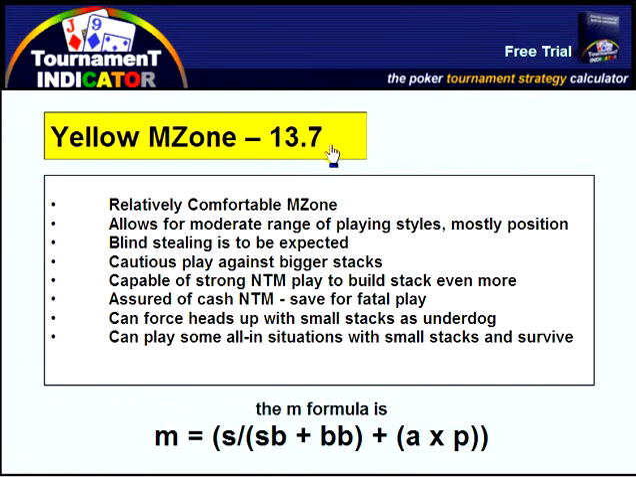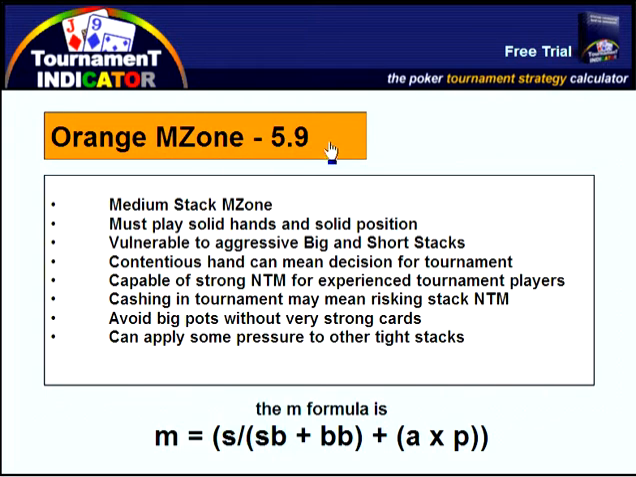Now we saw that PR Random's M ratio put him squarely in the M-zone, and these are the factors that he would be facing. Remember, the yellow zone is from 10 to 20. And we saw that Noel's stack was 5.9. He will be faced with these factors in making decisions.